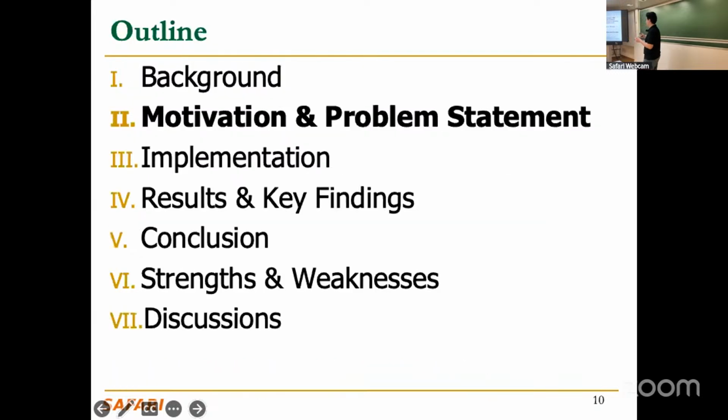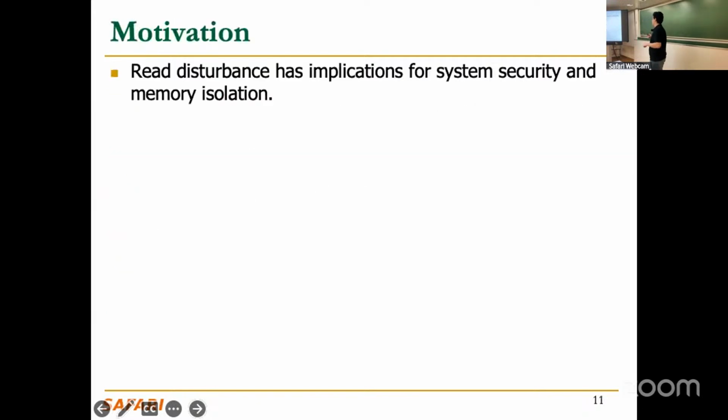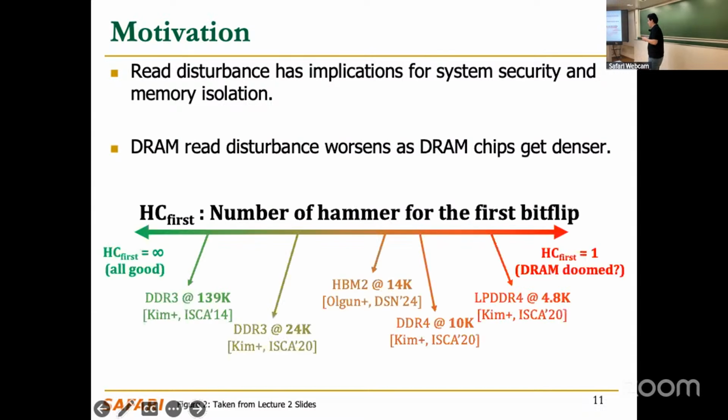So now I would like to talk about the motivation and problem statement of this study. The motivation was that this disturbance has implications for system security as well as the memory isolation assumption. Also, as DRAM technology scales, so the density gets higher and the nodes get smaller, the number of hammers for the first bit flip also shrinks consistently over time. If you remember this figure from the lectures, you will know.